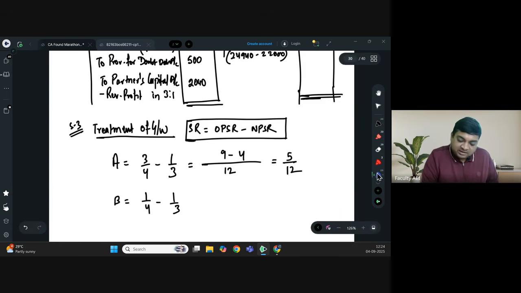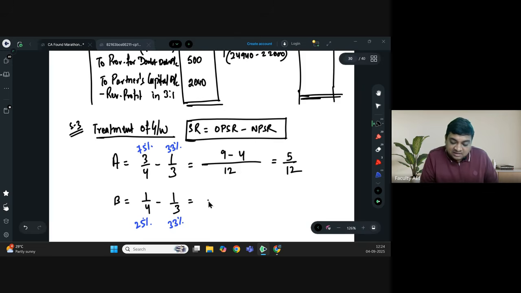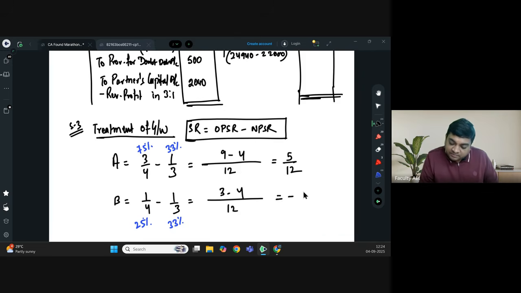He was getting 75%. Now he will get 33%. He was getting 25%. Now he will get 33%. It means here B is also getting permanent admission. He is not sacrificing.